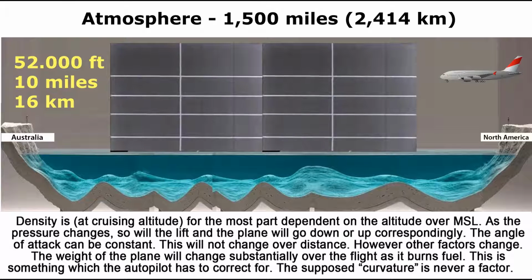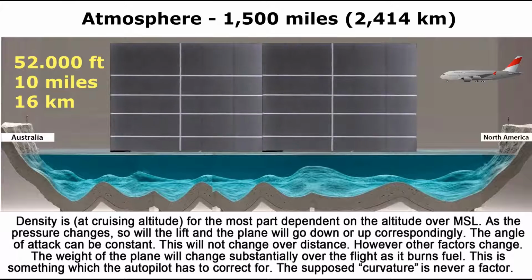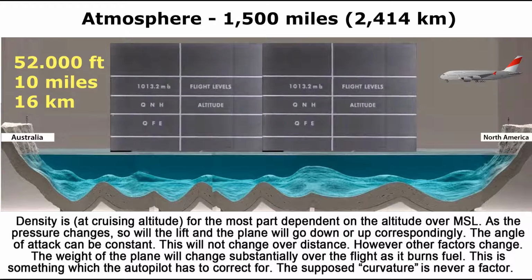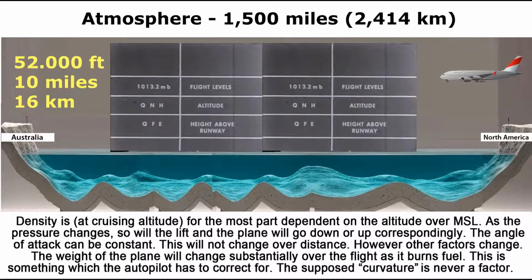We thus have this simple relationship between the pressure setting and the altimeter indication. 1013.2 millibars gives flight levels. A QNH setting gives altitude. A QFE setting gives height above the runway. These terms are not interchangeable. They must always be used in their correct sense.